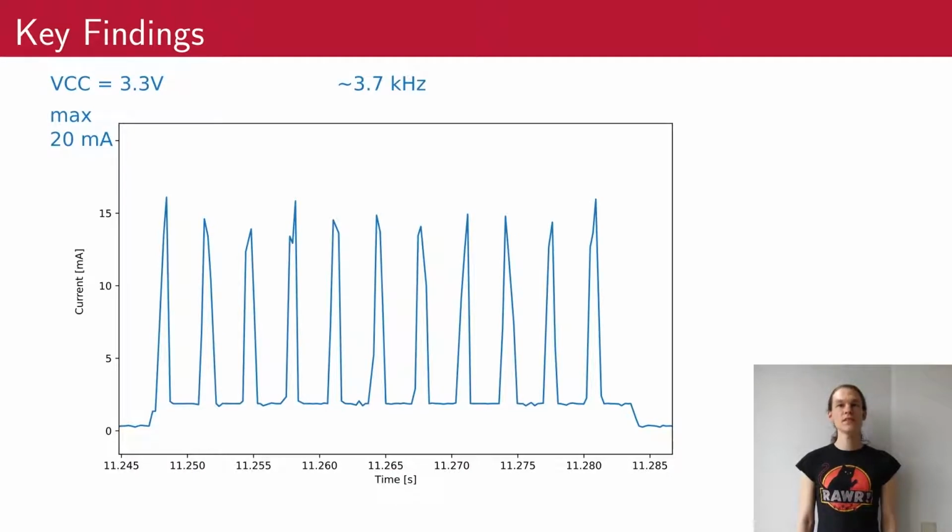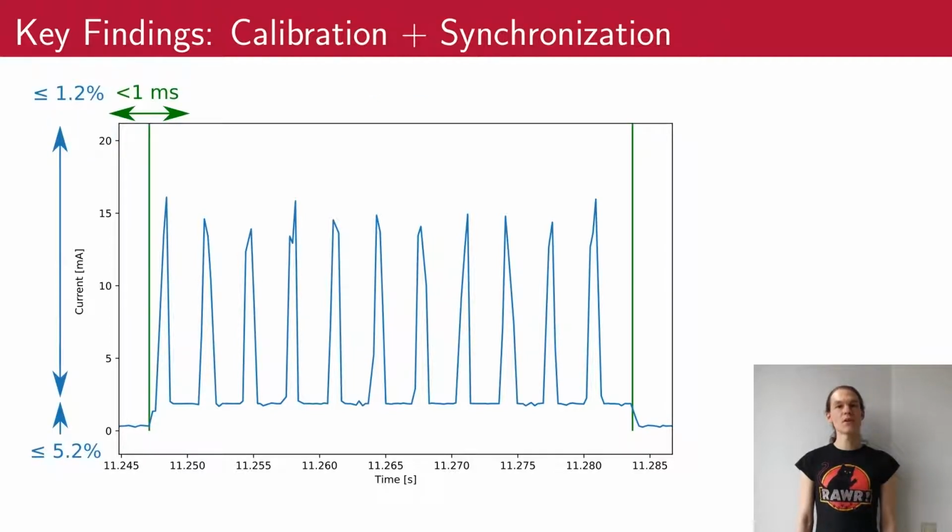First, some key findings. EnergyTrace measures energy at a 3.7 kHz sample rate, constant voltage of 3.3 volts, and with a maximum measurement range of 20 milliamps, so not that much. With calibration and our synchronization method, current measurements exhibit a maximum error of 5.2% in the microamp range and 1.2% in the milliamp range, and synchronization signals generated by our synchronization method exhibit a maximum error of 1 millisecond.